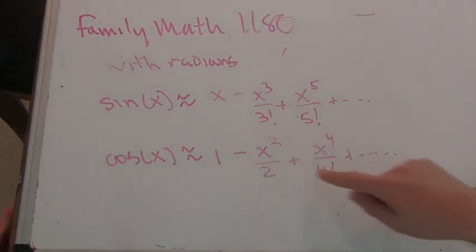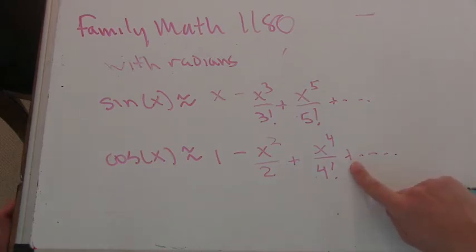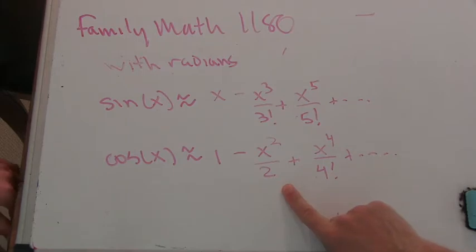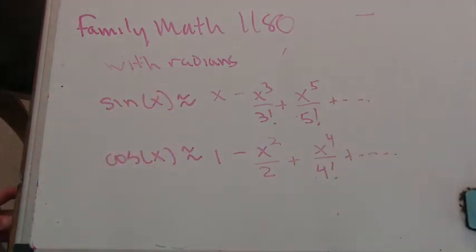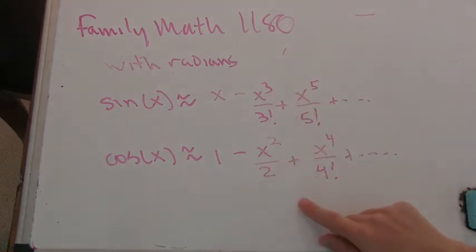So again, alternating. These are the odd powers and factorials, alternating signs. Even powers and factorials, alternating signs. And this is just one of the interesting things about sine and cosine.